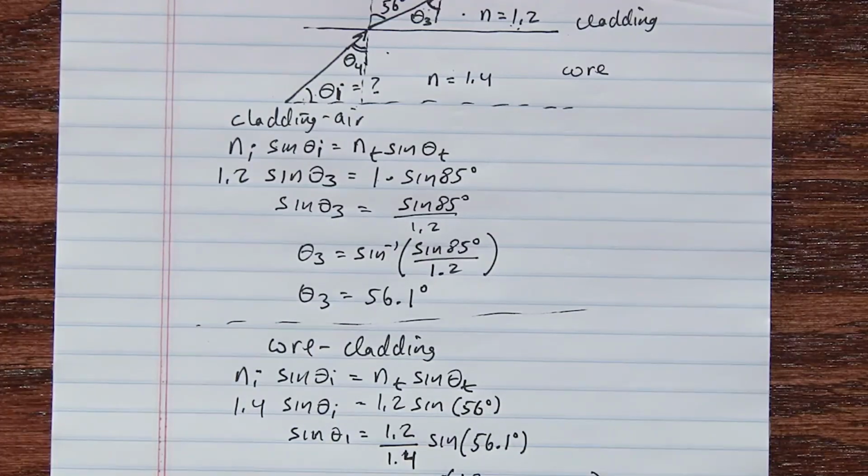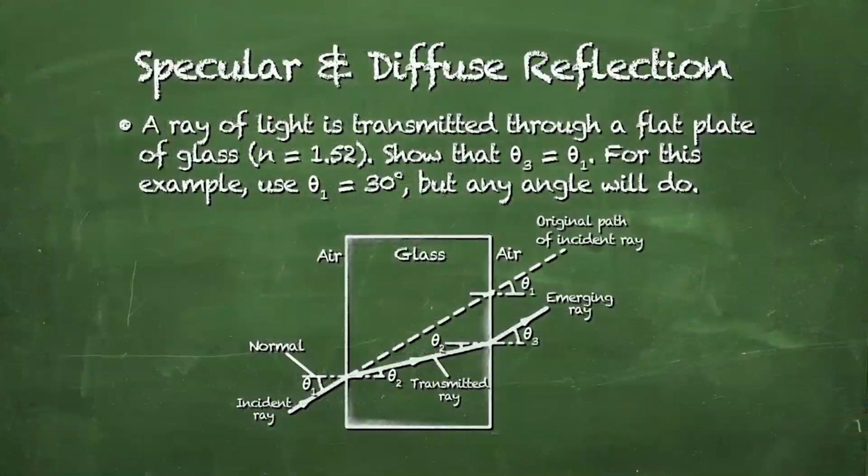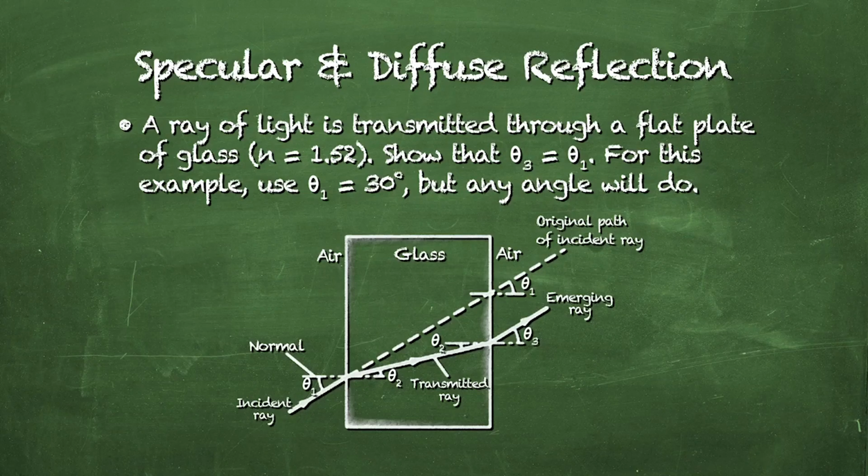Let's work another example. A ray of light is transmitted through a flat plate of glass as shown in the diagram, and the index of refraction of the glass is 1.52. Show that theta 3 is equal to theta 1. And for this example, use theta 1 is equal to 30 degrees, but really any angle would do.